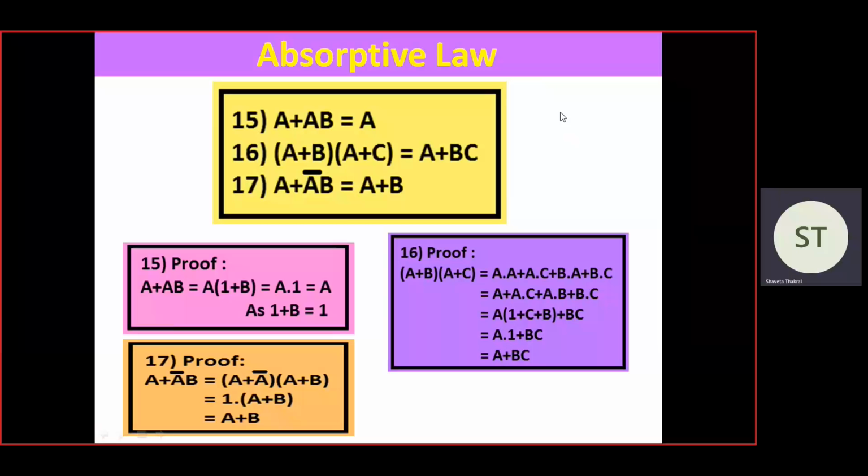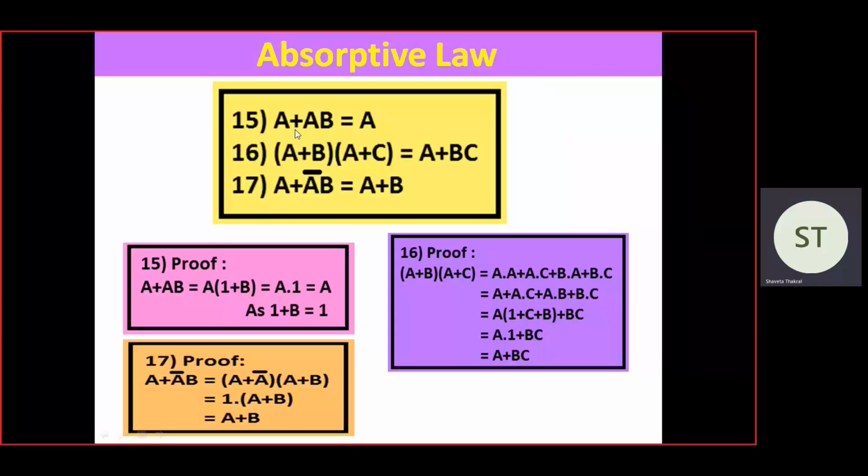So next we have absorptive law. Under this we have total three theorems. So first we have A plus AB, that is equal to A. Then next we have A plus B ANDed with A plus C, that is equal to A plus BC. And third is A plus A complement B, that is equal to A plus B.